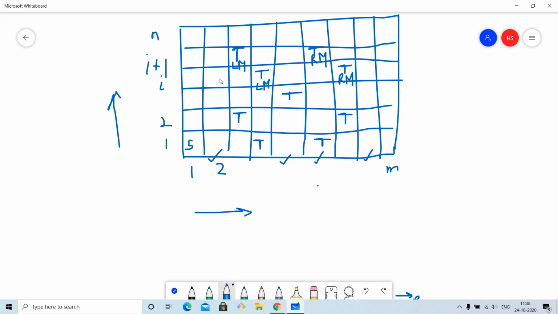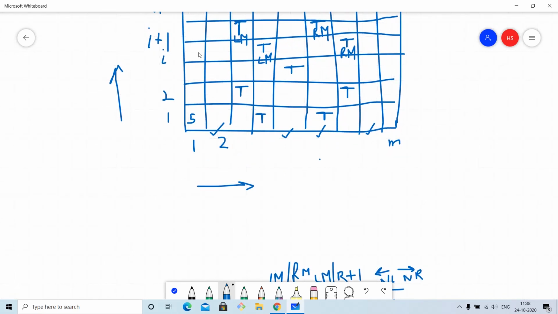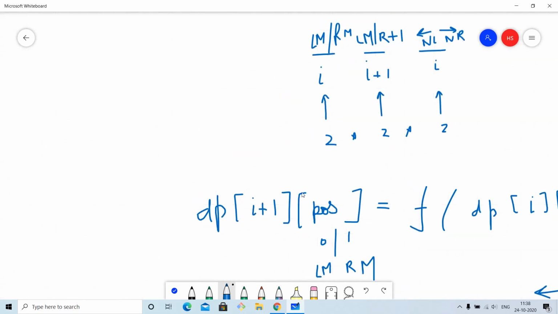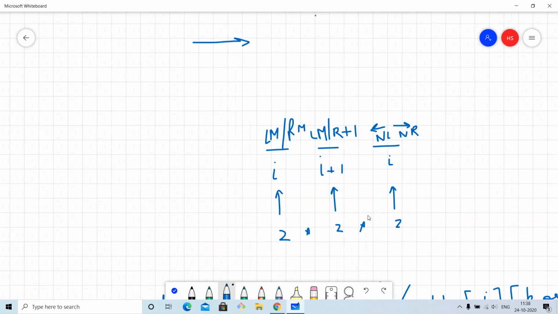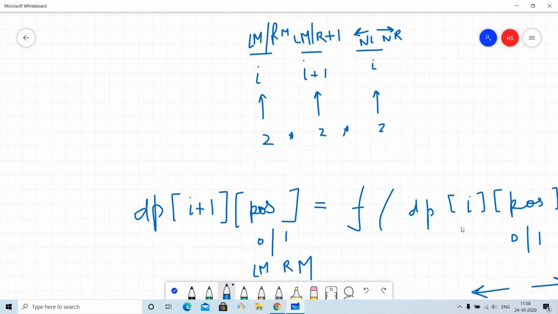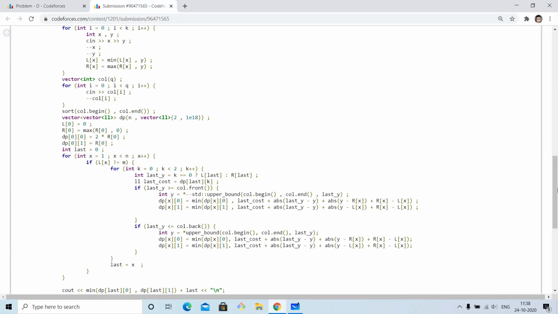That is, what is the nearest left column from a given position, and also what is the nearest right treasure from a given position. And yeah, so for that binary search will take log of m time, and we will compute the table of these n rows, which will be a table of n cross 2. So that solution will be O of n log m. So now we will see the code to understand it a little bit better. So the code includes this.